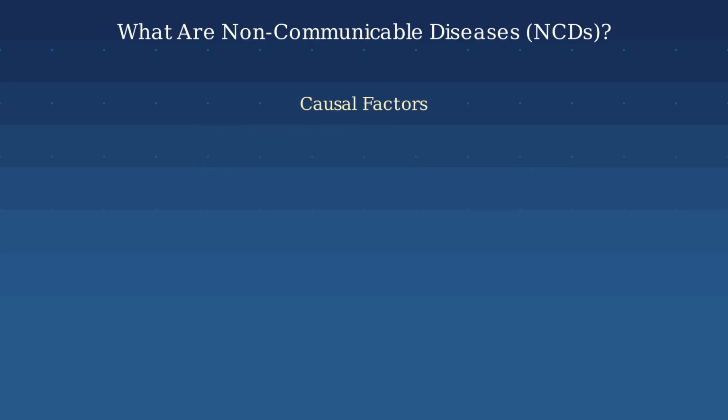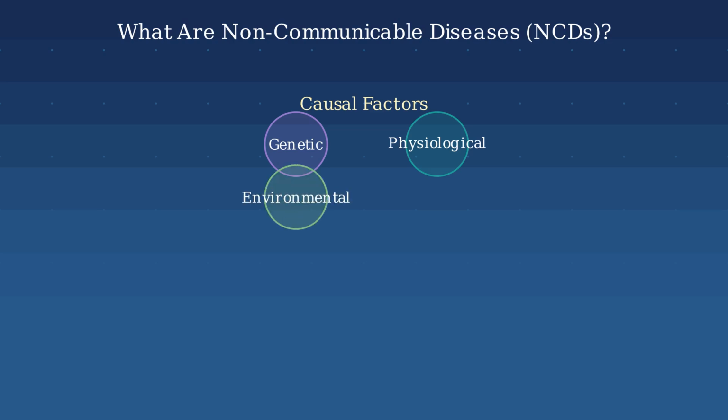These diseases result from a combination of four main factors. Genetic factors, which include hereditary predispositions passed down through families. Physiological factors, such as high blood pressure or obesity. Environmental influences, including air pollution and workplace hazards. And behavioral factors, such as tobacco use, physical inactivity, and poor diet.